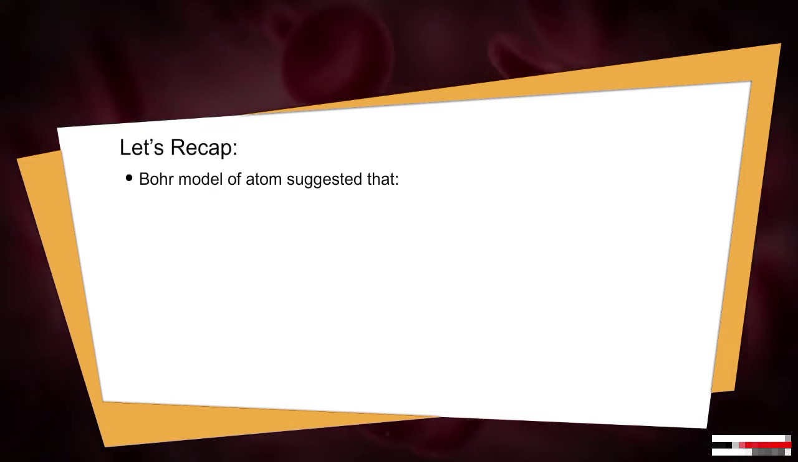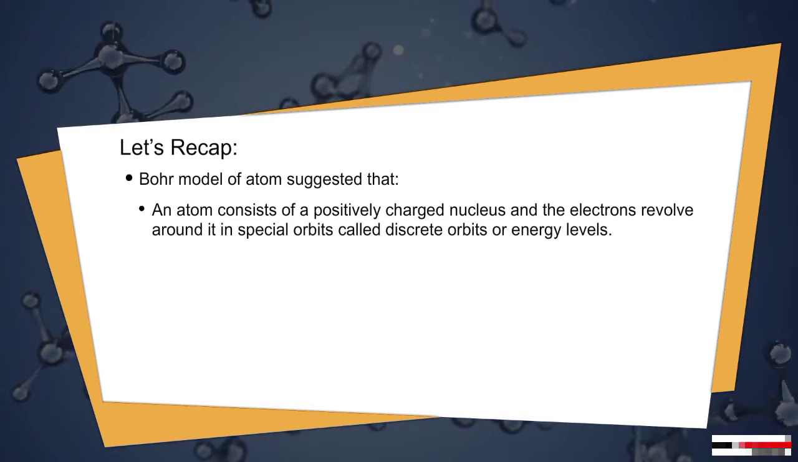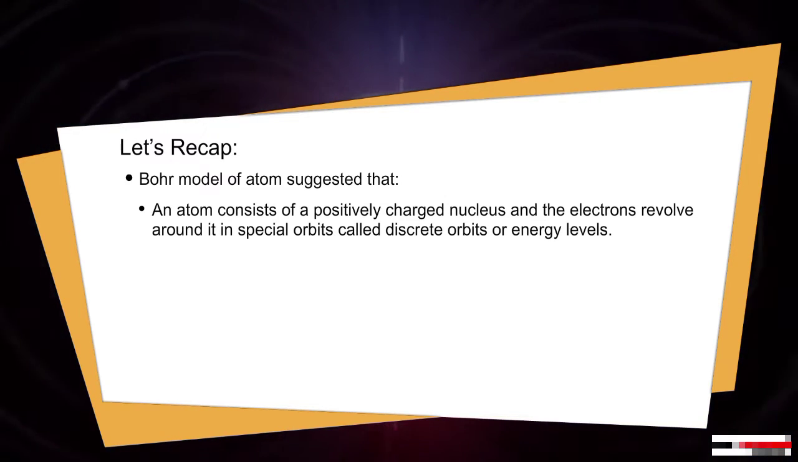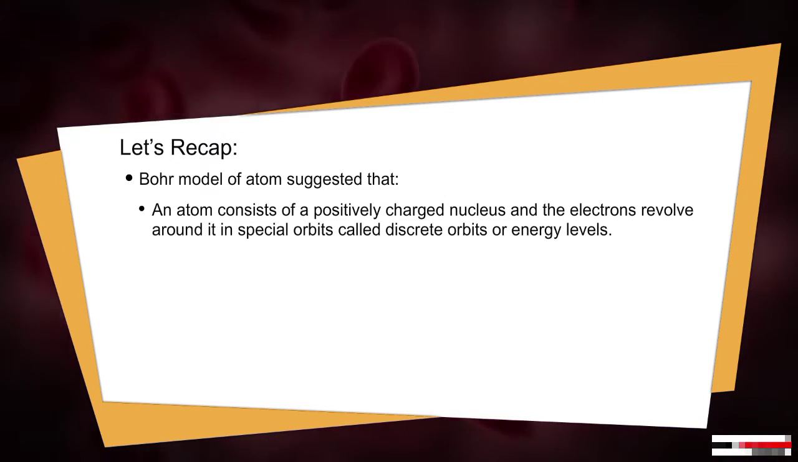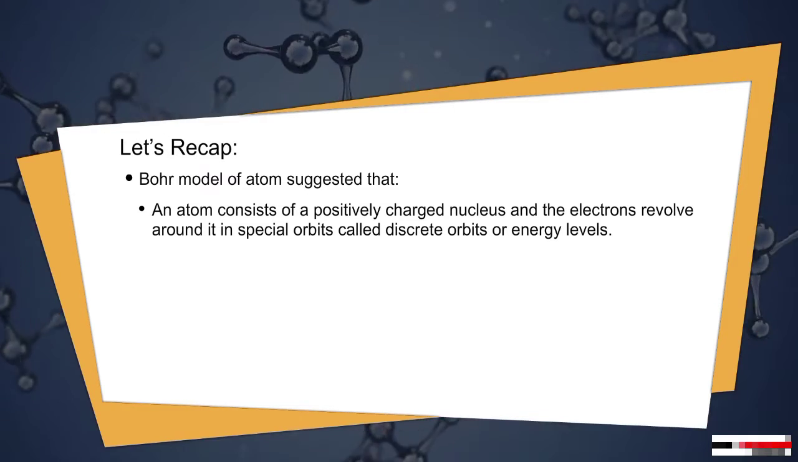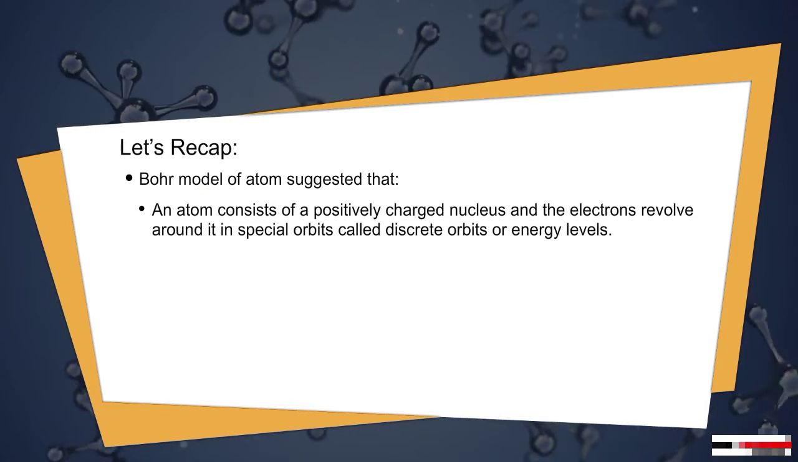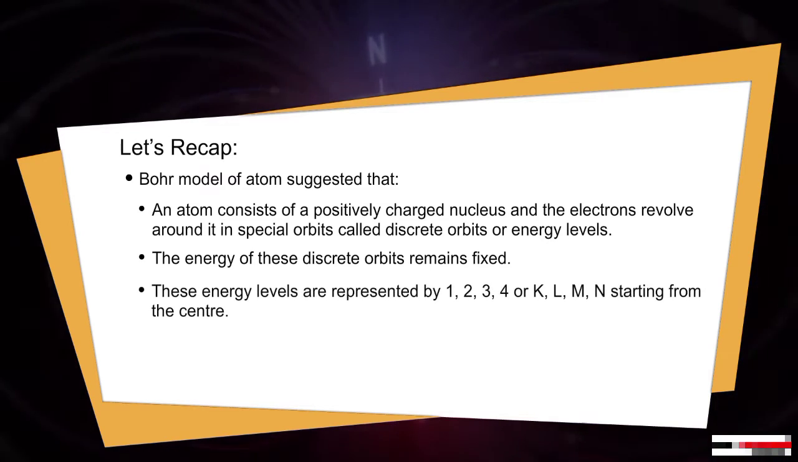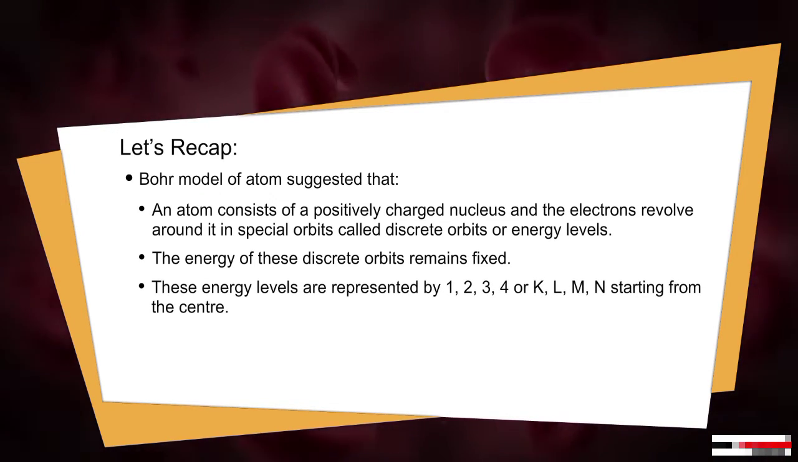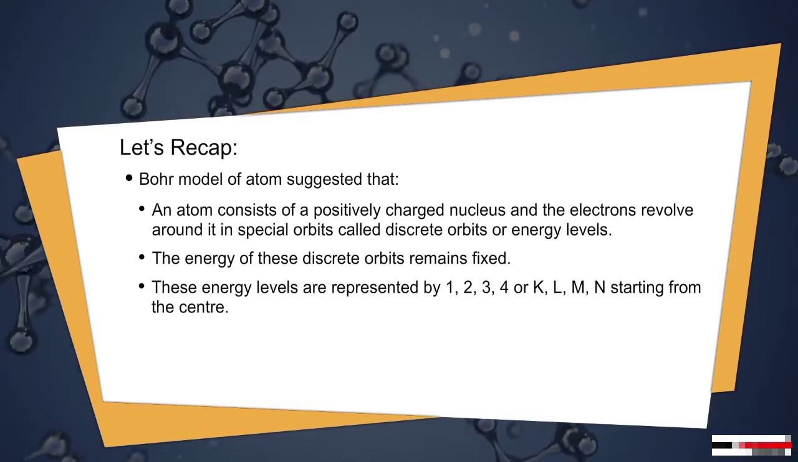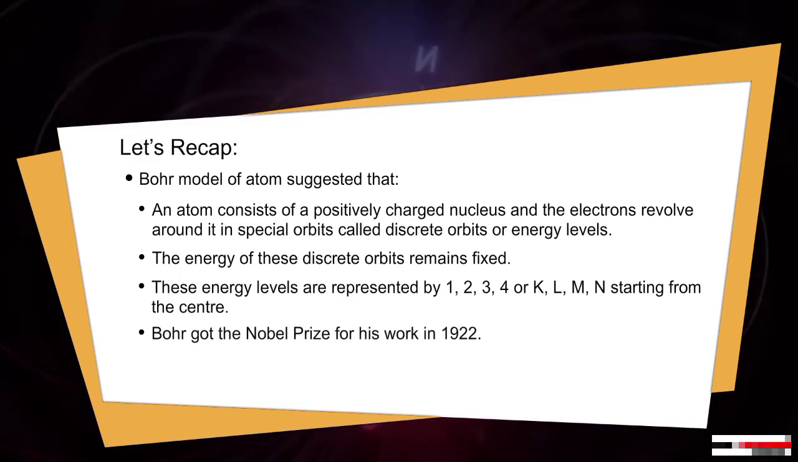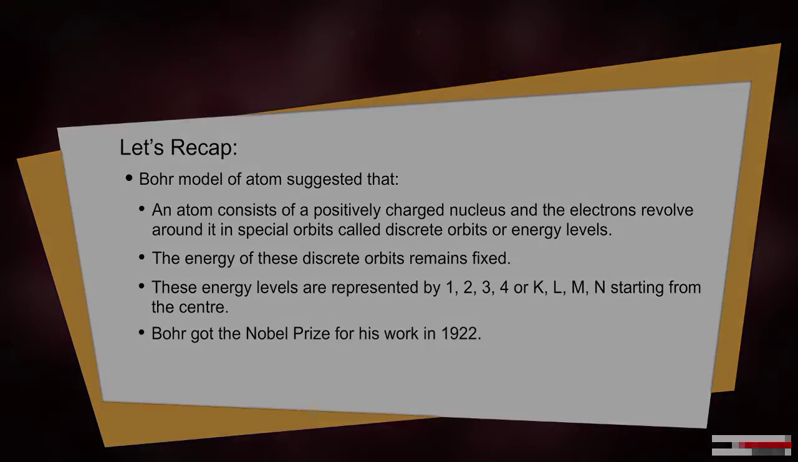The Bohr model of an atom suggested that an atom consists of a positively charged nucleus and electrons revolve around it in a special type of orbit called discrete orbits or energy levels. The energy of these discrete orbits remains fixed. These energy levels are represented by 1, 2, 3, 4 or K, L, M, N, starting from the center. Bohr got a Nobel Prize for his work in 1922.